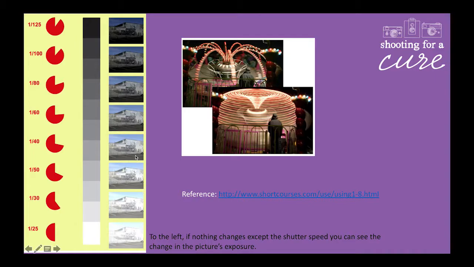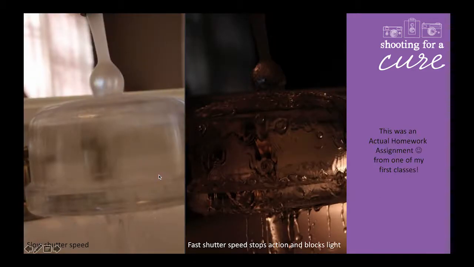And I've been having you set your ISO because we don't want really the camera controlling that, because you want to control the amount of grain and noise in your photo. Now this is an actual assignment from one of my first classes from one of my students, and I thought it was a great example and something you can do at home.